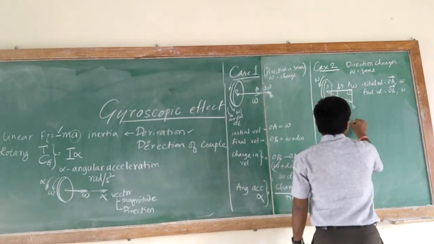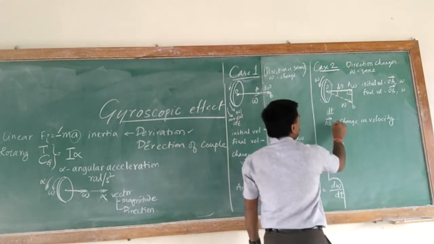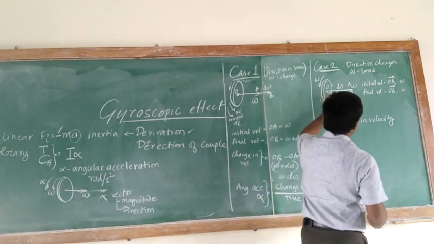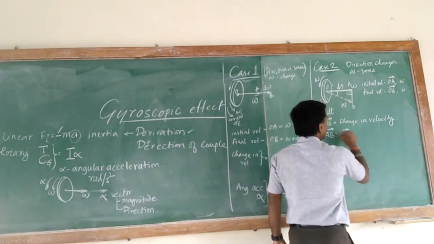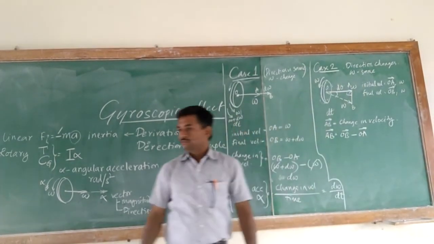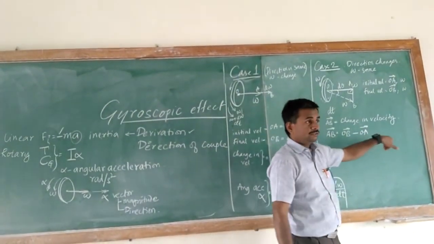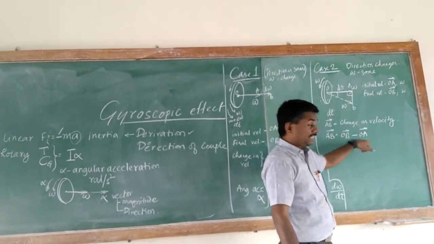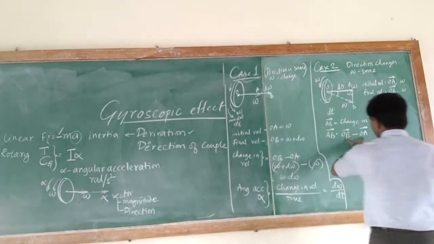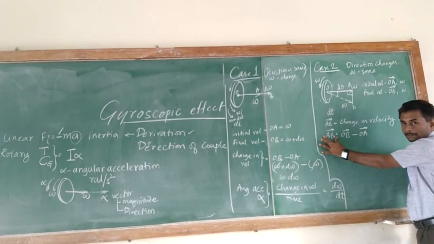AB is the change in velocity. So AB vector will be equal to final velocity OB vector minus initial velocity OA vector. So now AB is OB minus OA. Now this is a vector. You cannot do it directly. So in order to find this, we have to actually find the magnitude and direction of this AB.